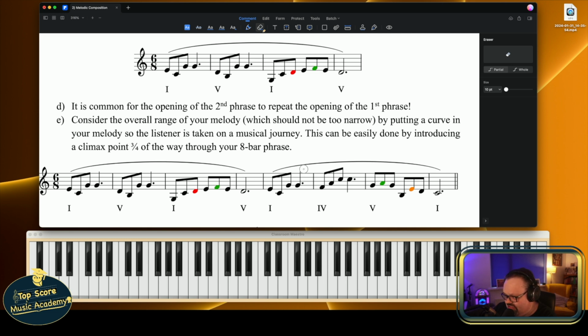And you can also see that our bar 5 is the same as bar 1, because as I say, it is common for the opening of the second phrase to repeat the same idea that you had for the opening of your first phrase. And again, that brings a bit more unity and structure to your melody.